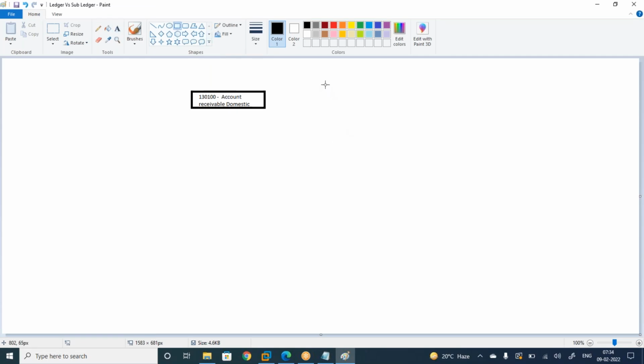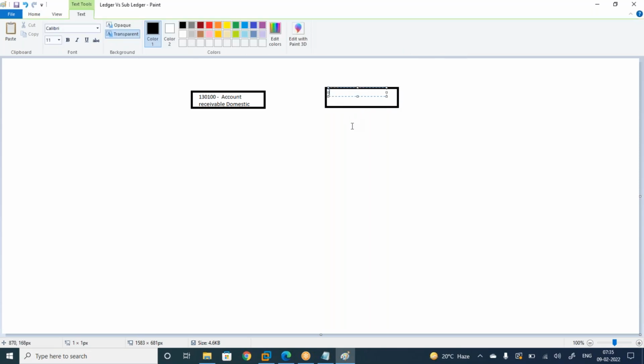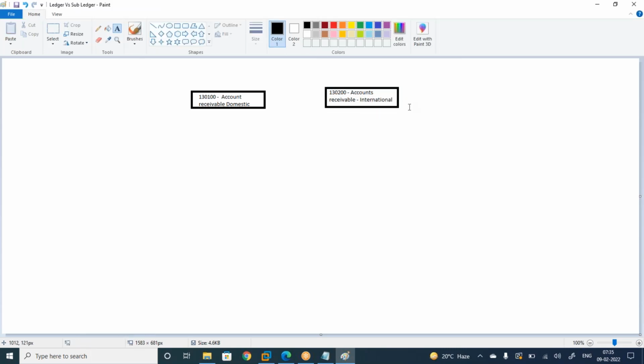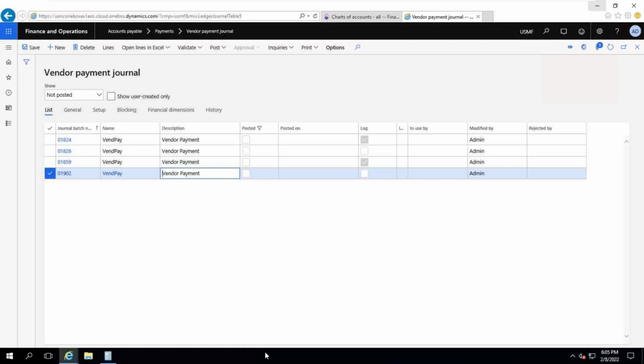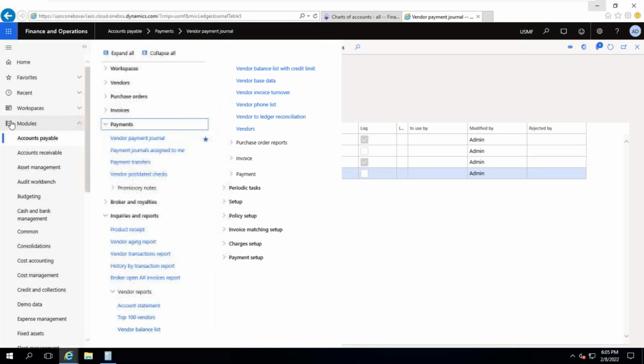Another one is one more main account, 130-200. Suppose accounts receivable, international. Like this, accounts are there. These are main accounts. We know these are main accounts. So chart of accounts are main accounts.